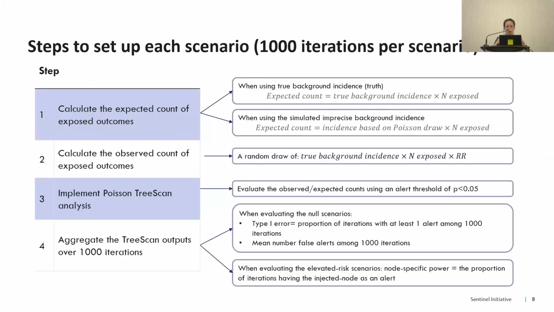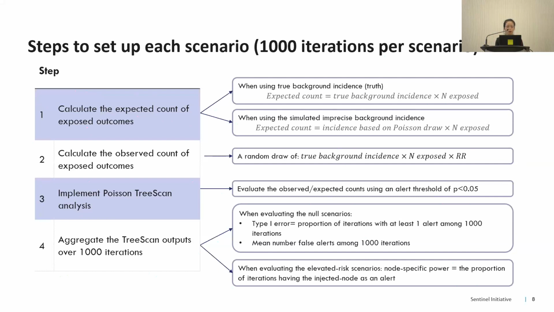And this slide shows how we set up the analysis for each scenario through 4 steps. In the first step, we calculate the expected event count in the exposure group in 2 ways. The first is under the perfect scenario, our base case or truth, where the expected count equals the true background incident proportion multiplied by the sample size in the exposure group. In the second way, we use the simulated imprecise background incident proportion, so the expected count is the incident proportion based on a Poisson draw given the sample size in the control group, multiplied by the sample size in the exposure group.